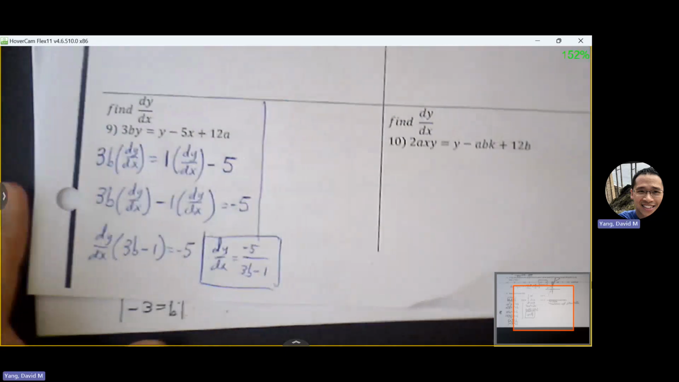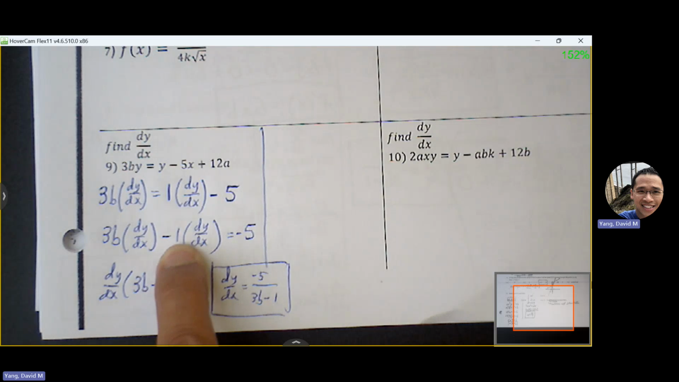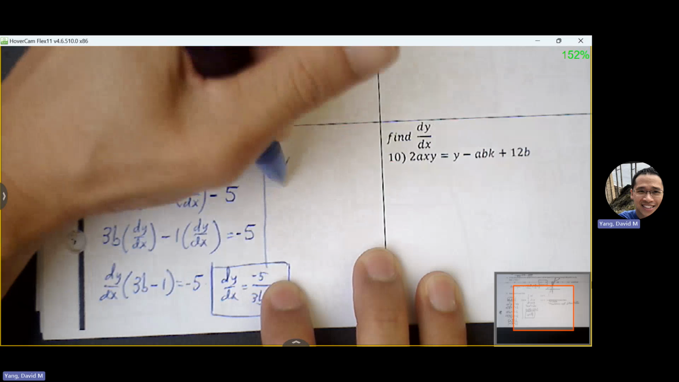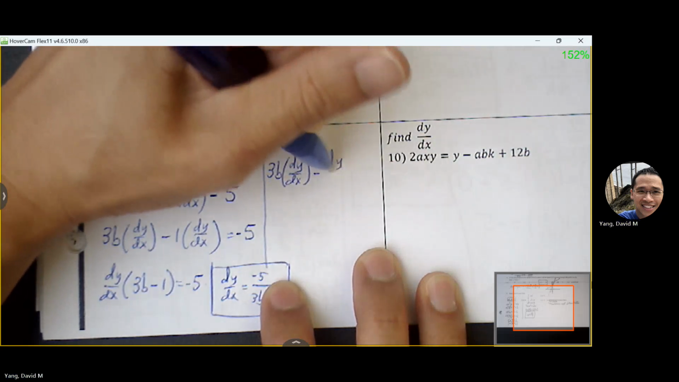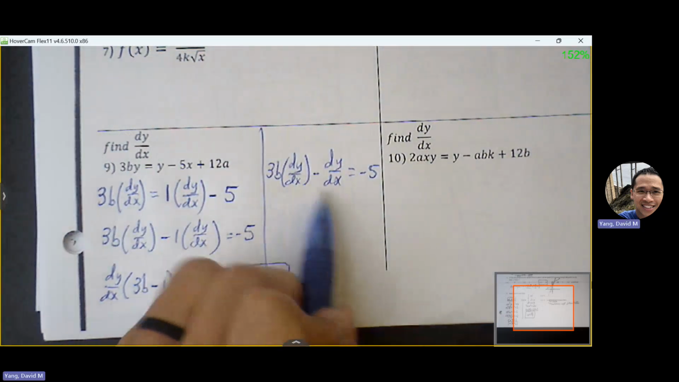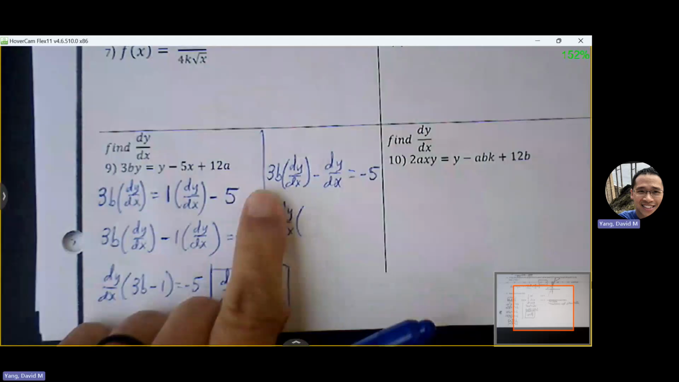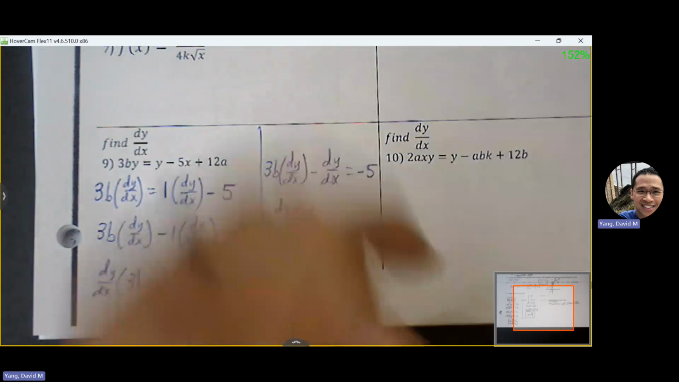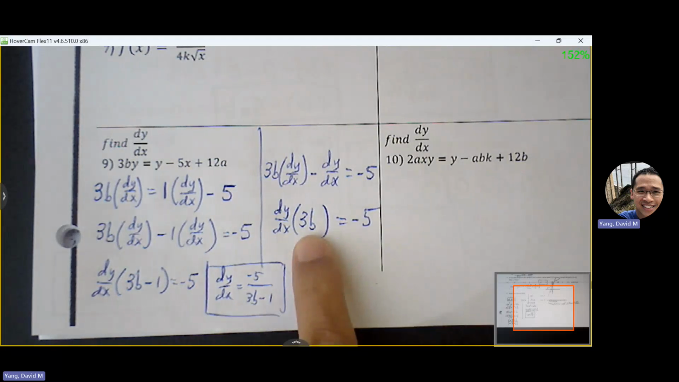Okay, something subtle here that I want to point out is, why am I encouraging you to put a 1 here, even though it's not completely necessary? This is what I've seen. If you don't put a 1 there, I see some students do this where they factor out the dy dx and they say, well, I have 3b and I took everything out, so there's nothing left. And their answer ends up being negative 5 over 3b.